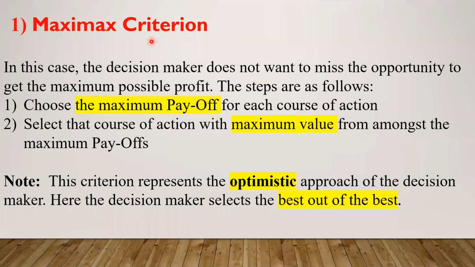So Maximax criterion represents the optimistic approach of the decision maker. मतलब he would always want to go for the maximum profit, maximum में से भी maximum. Okay, so that is why the name Maximax is given to it. Okay, so he always wants to select the best out of the best.